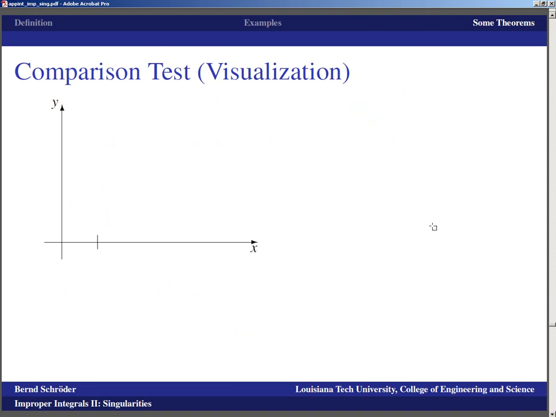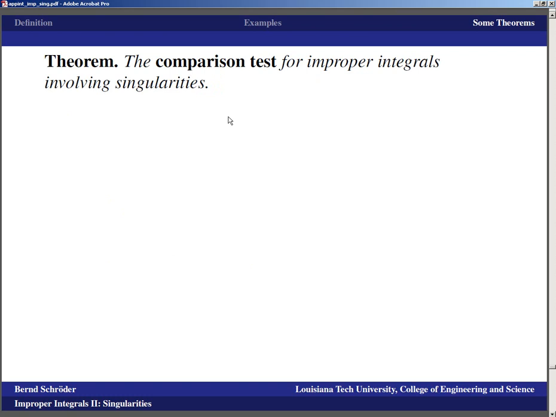Basically, the story for the comparison test is always the same. If you have an area that is supposed to be finite, like the area under F, if you then have an area that is inside that finite area, like this area under G, then if this area is finite, this area must be finite too. Or if the area under G is infinite, then the area under F must be infinite also. So the theorem just says that.